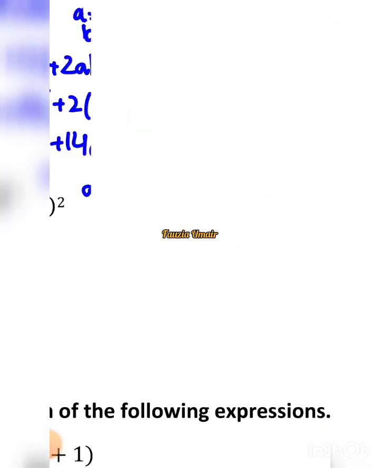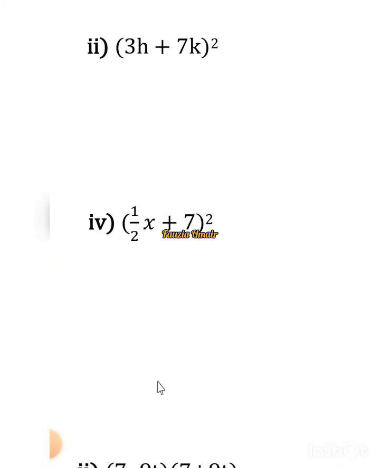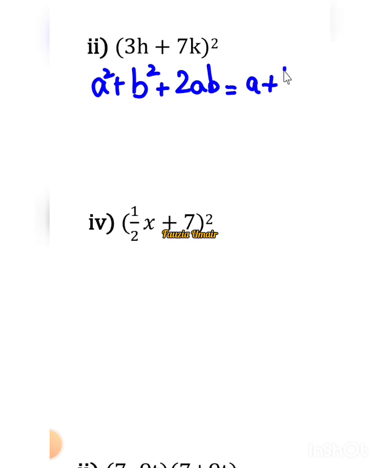Let's draw two more parts together. So these are two more parts on your screen. So this is again a whole square question. Formula 1 is there because there is a plus sign. So you will use the formula a square plus b square plus 2ab. This is equal to (a + b) whole square.